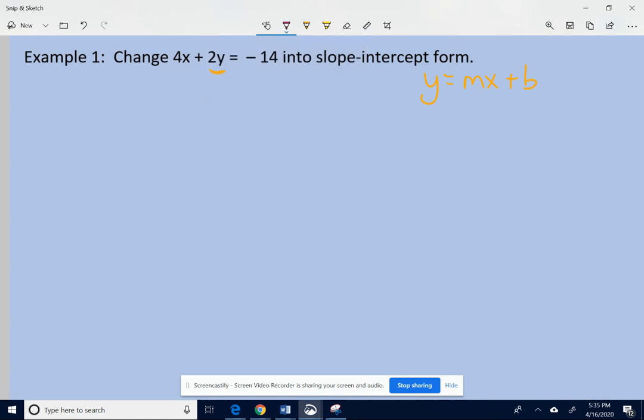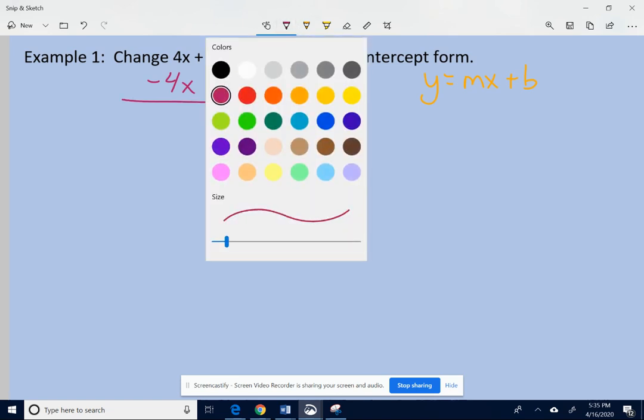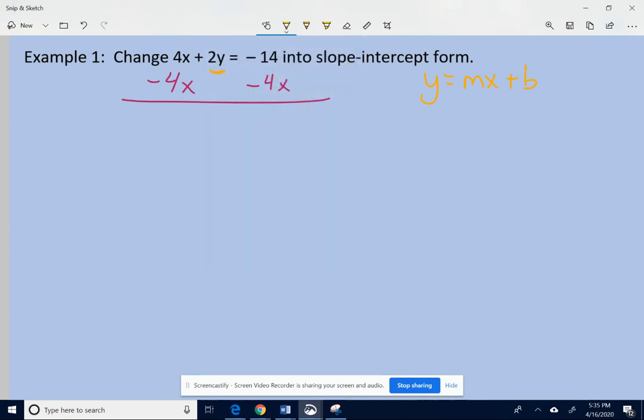And this is what you've never done before. We're going to subtract not just a number, we're going to subtract 4x from both sides. So we're going to write minus 4x, minus 4x. The 4x minus 4x goes out. We're left with 2y on the left. And on the right-hand side, we have a negative 4x and we have a negative 14.